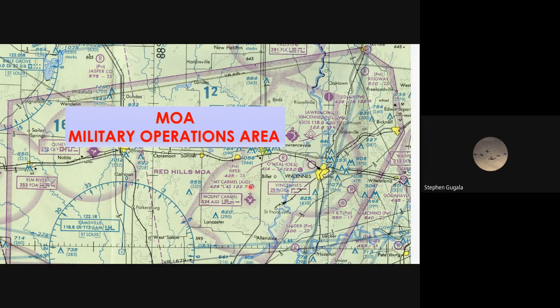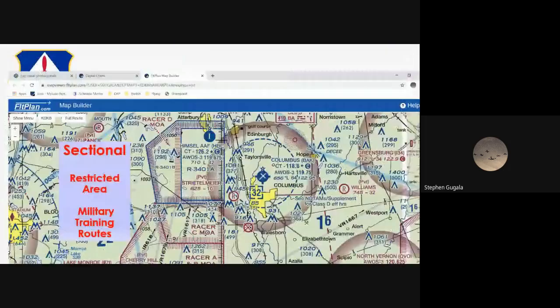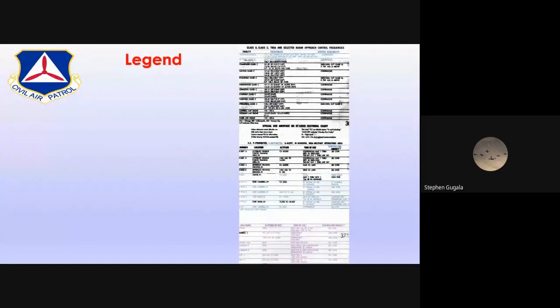The caution with this is, just like with those training routes, military operations areas are exactly that. They've got some fancy equipment moving around in there at a high tempo operation, either training, practicing, fighting, dogfighting, you name it, they may be doing it. And it's an area of extreme caution and elevated vigilance, but not restricted to operations. Once again, referencing the legend, you're going to find the information on the MOAs there.